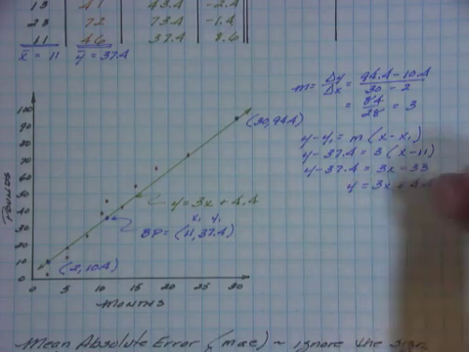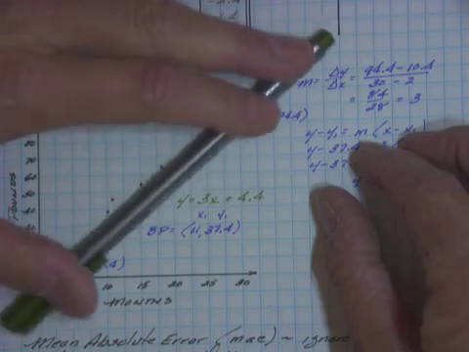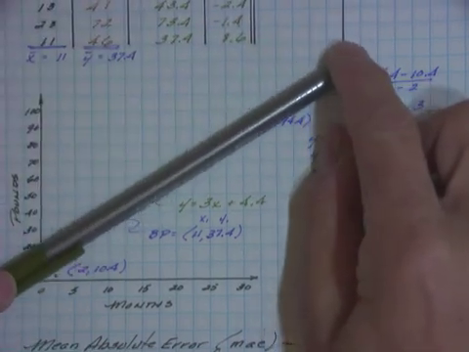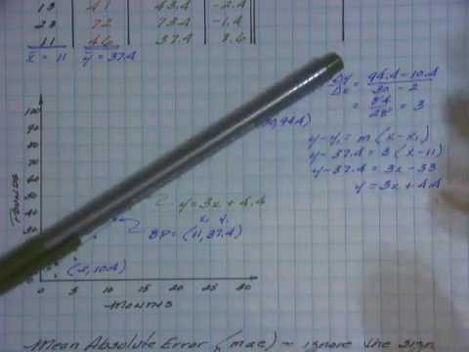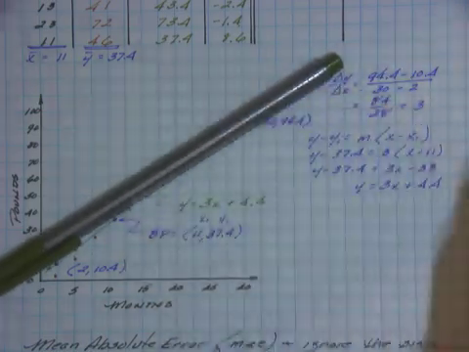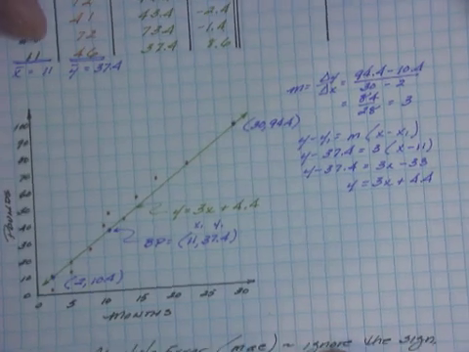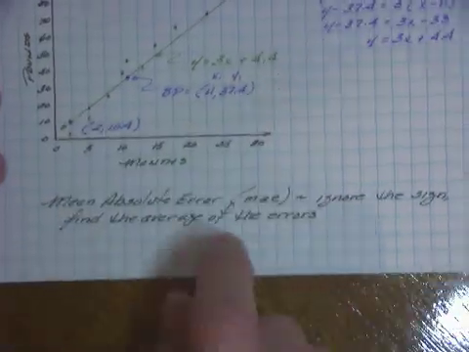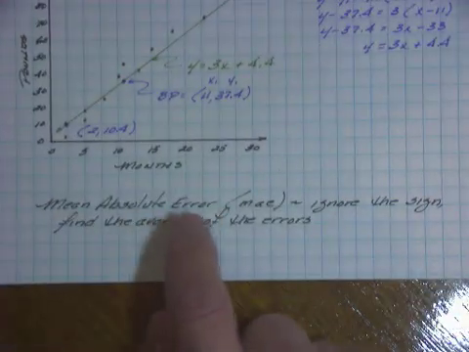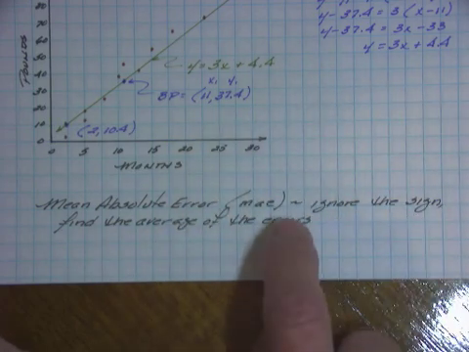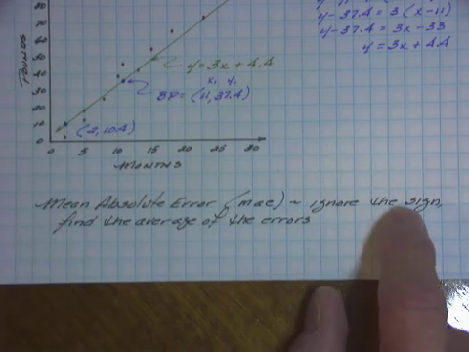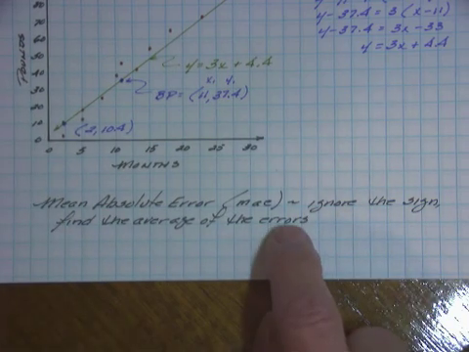Now what I want to do is see, can I adjust this line? Can I take this line and tweak it a little bit to try and make it better? Well, better is a relative term, so what do we mean by better? And that's where this concept of something called mean absolute error comes in. Now, to find the mean absolute error, this is all you got to do. You just ignore the signs and you find the average of the errors. So ignore the sign and find the average of the errors.